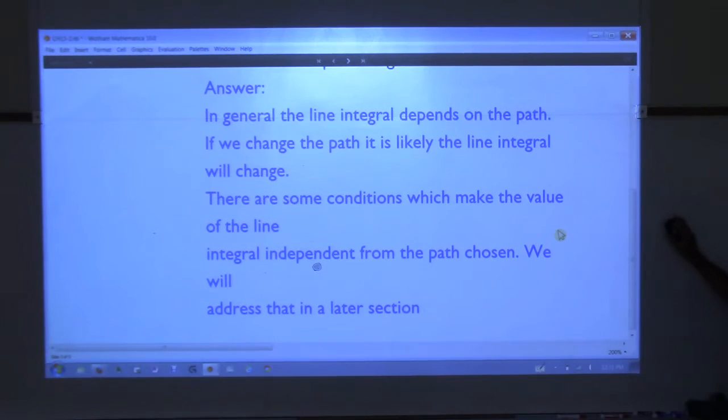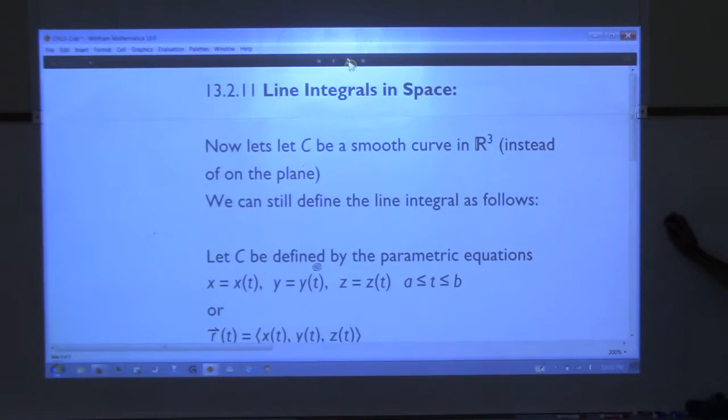We'll see. It's basically going to give us what's called the fundamental theorem of line integrals. That path independence is going to give us that. Which is like, you know how we have the fundamental theorem of calculus in Cal 2? In Cal 3, we have the fundamental theorem of line integrals.